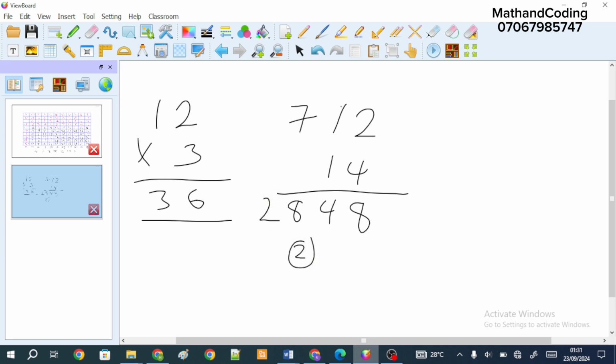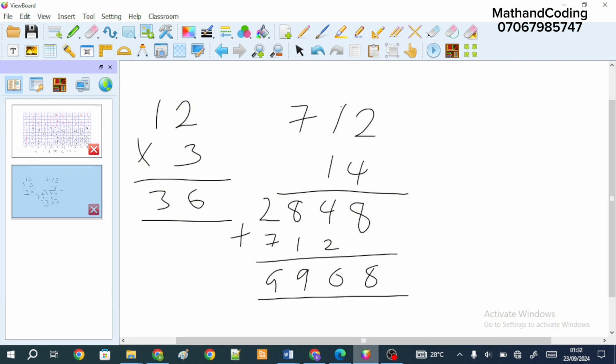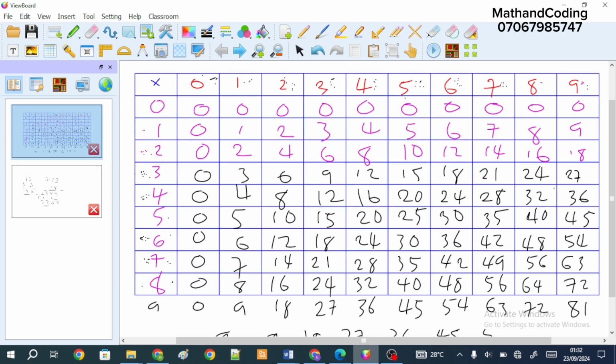Remember, this is 1, but 1 has a place value of tens. So we're going to start writing from the tens here. So 1 times 2 is 2. 1 times 1 is 1. 1 times 7 is 7. There is no multiplication here, so we're going to add. We'll have 8, we'll have 6, we'll have 9, and we'll have 9. So there is no multiplication that you want to carry out that is not found in this very small table that you've been given.